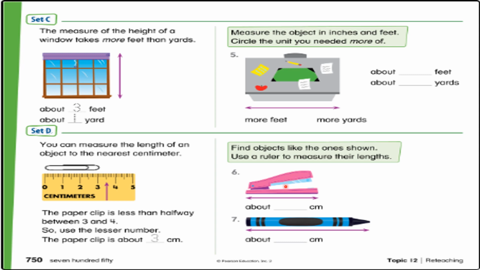Okay, then questions 6 and 7, find the objects like the ones shown, use a ruler to measure their lengths. Now this time you have to measure the lengths in centimeters. Just pick any objects like this from your study table or study desk and measure them, but this time you have to use the centimeter side of your ruler and write down the lengths of these objects on the blanks.